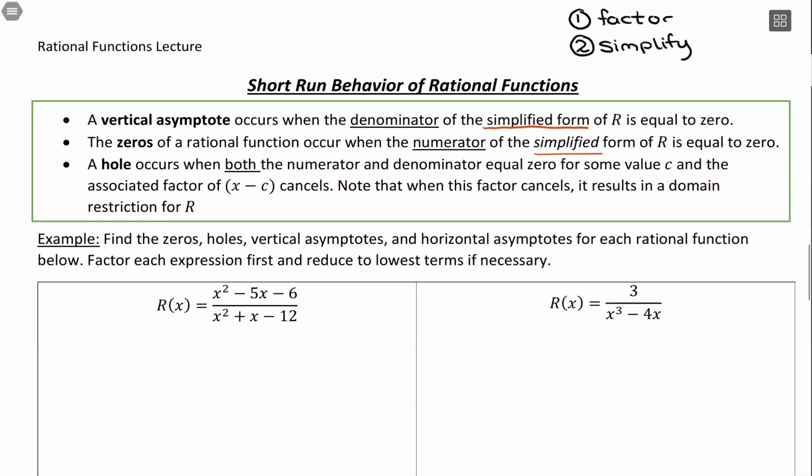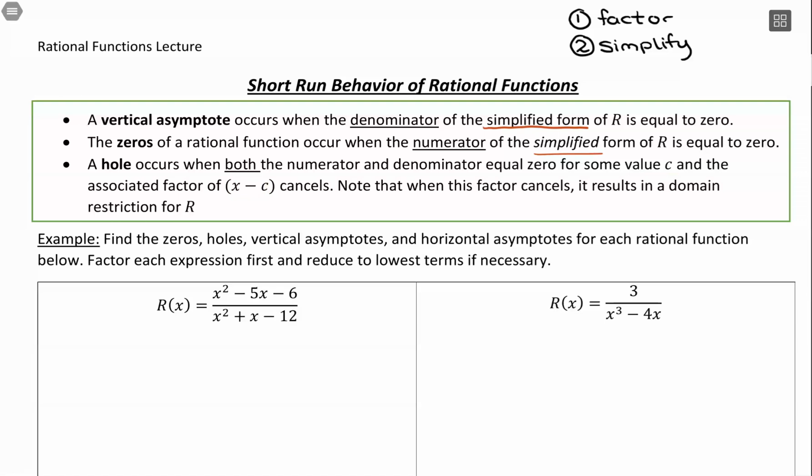So with this one, we're kind of not really looking at the simplified form nor the original form. We're looking at this step in between where we cancel out values. So this factor that cancels, that will give us some value c where our domain's restricted. We can't be equal to that value, and it'll create a hole in our graph.